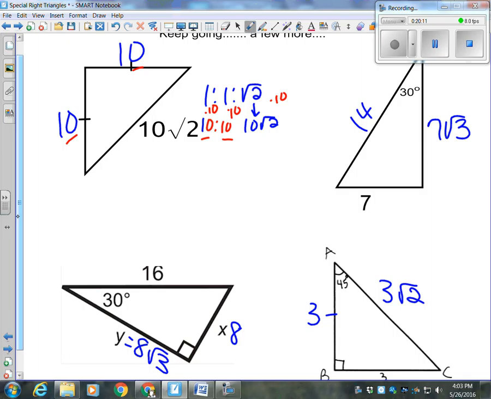All right, proportion over here is 1 to square root of 3 to 2. What I was given was across from the 30, which is the smallest side, which is 7.